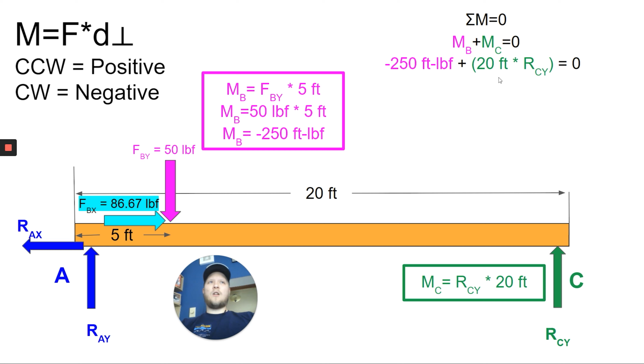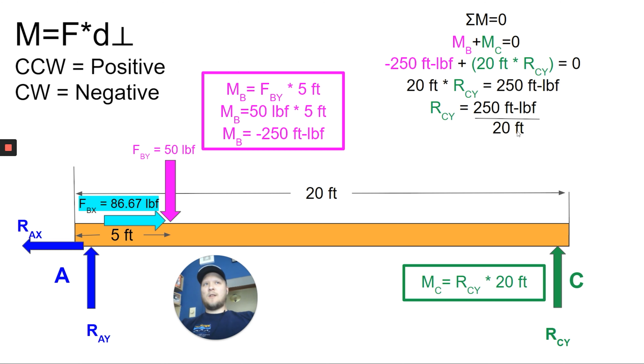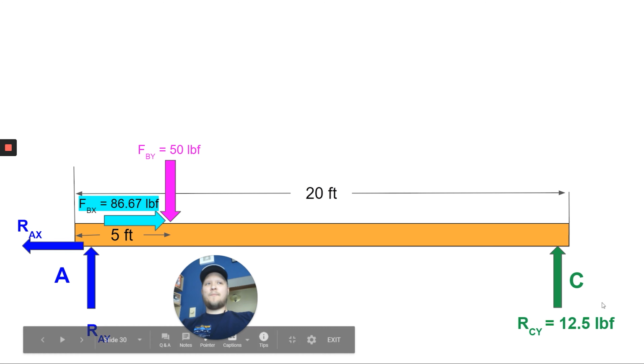We plug all of that back into our equation for MB and MC. We rearrange so that we get rid of that negative. Divide by 20 feet to get RCY on its own. And we're left with RCY has to equal 12.5 pounds of force. After we get that, we have to update our free body diagram. We labeled RCY.